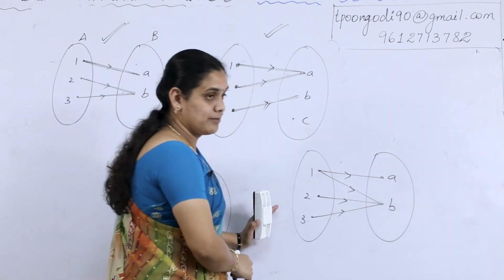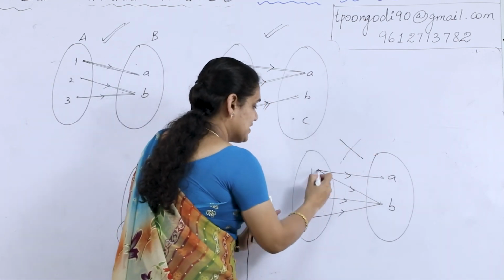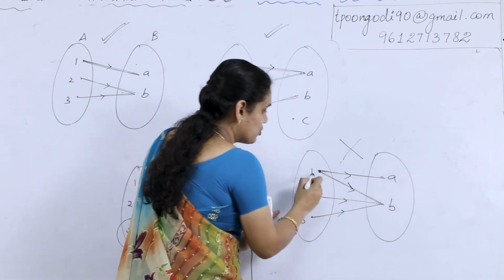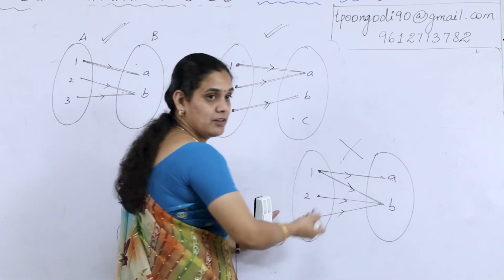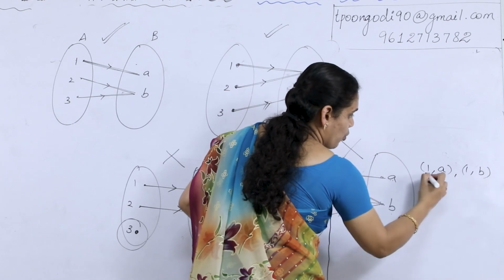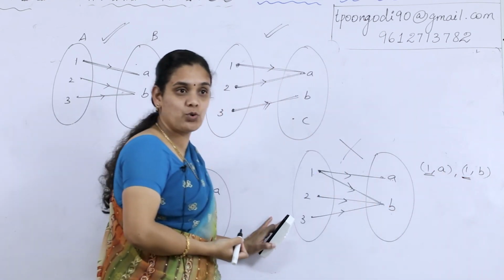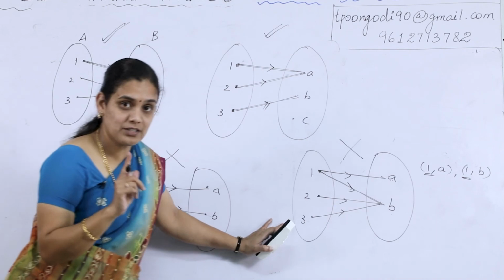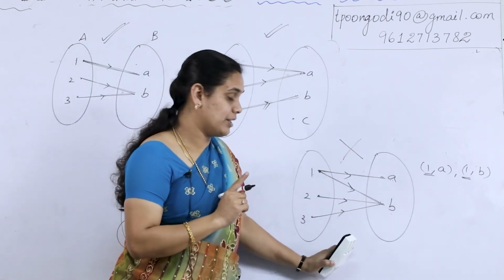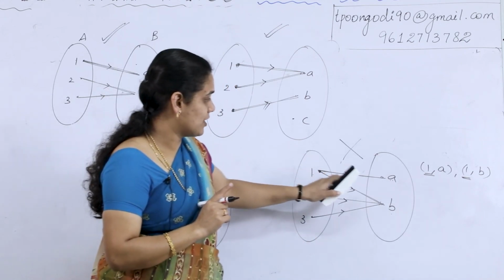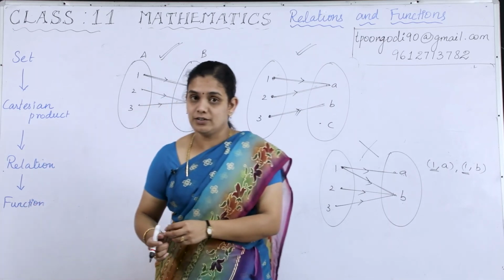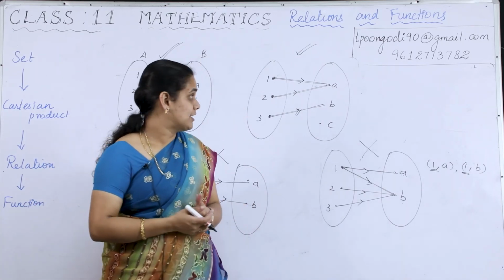And what about this one? It is also not a function, because you see, from here 2 arrows go out, isn't it? That means one has 2 images, a and b. If you write in ordered pairs, you will write (1, a), (1, b). So this 1 comes twice as the first coordinate. No 2 ordered pairs should have the same first coordinate. Only in that case do we call it a function. But here it comes twice, therefore it is not a function. This is all the concept of functions. We will learn more in detail in the next session.